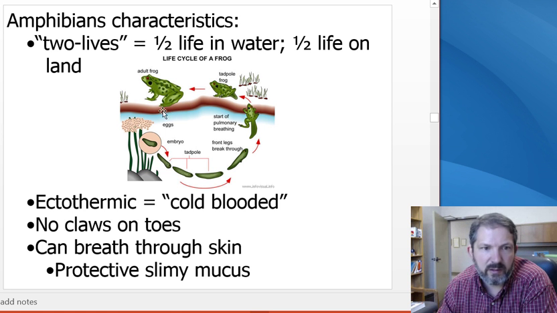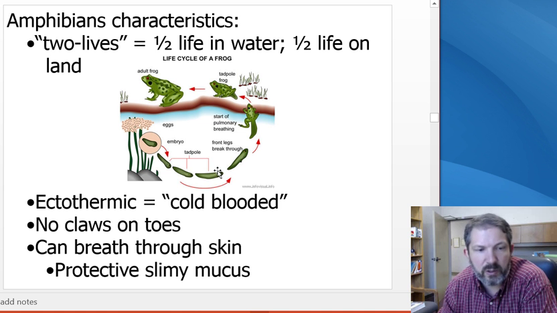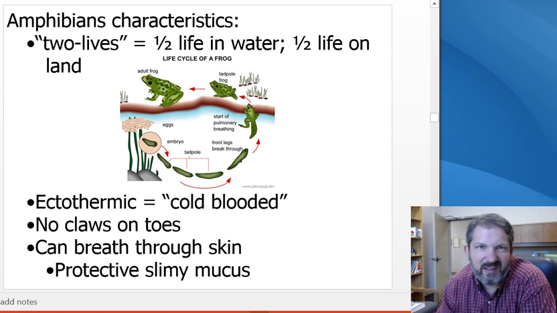Well, amphibians must go to a moist place to lay their eggs. They have no scales on their skin, so they're much more reliant on keeping their skin moist. They don't have claws, and they use that moist skin for part of their breathing. They don't actively breathe, but just passively rely on their skin for gas exchange. And they tend to be a little slimy to protect themselves from drying out.